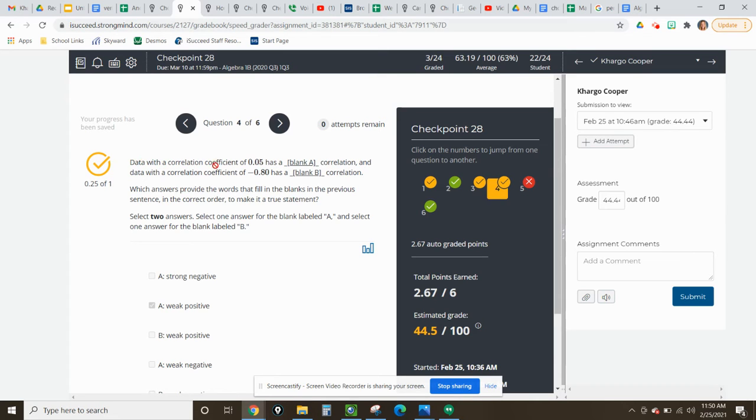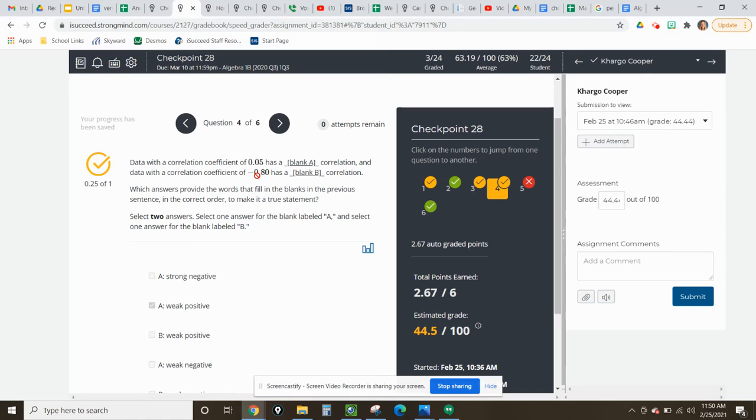So here, the data with the correlation coefficient of 0.05 has, and I think you got this part right, weak positive. So it's positive, yes, and it's weak because 5 hundredths is really small. That's far away from 1.